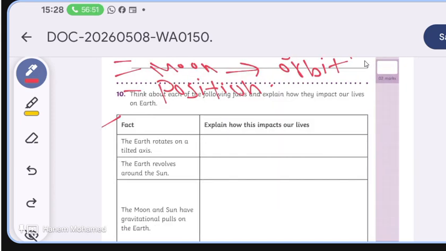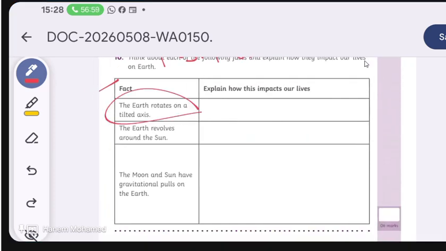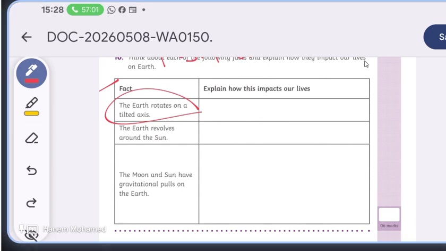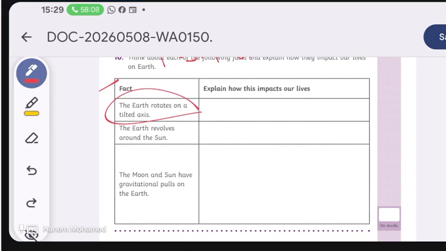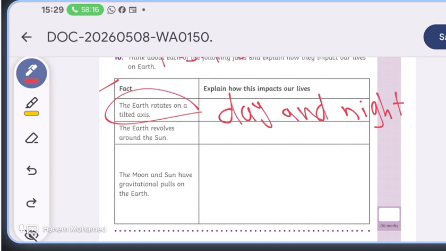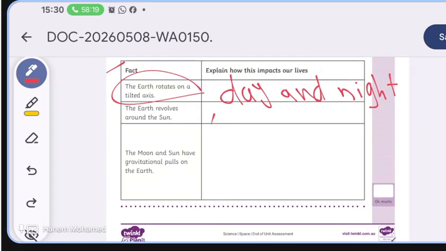So Fareeda, think about each of the following facts and explain how they impact our lives on Earth. The Earth rotates on a tilted axis. Explain how this impacts our life. When it rotates around its axis, do you think this is called 4 seasons or day and night? Day and night. The Earth revolves around the sun, day and night or 4 seasons? 4 seasons.